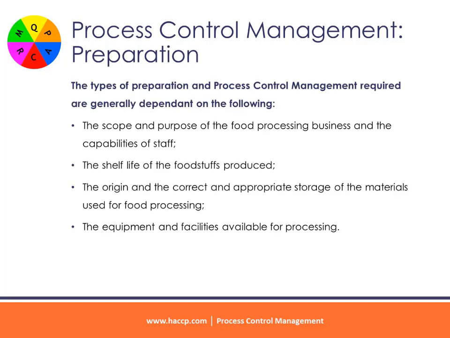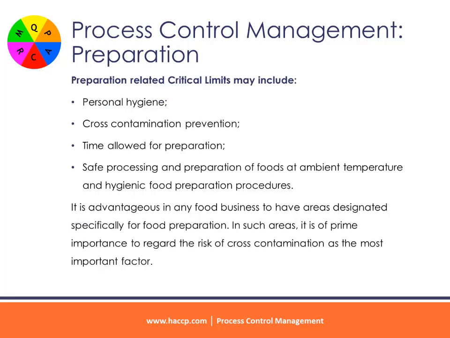Process Control Management, Preparation. The types of preparation and process control management required are generally dependent on the following: the scope and purpose of the food processing business and the capabilities of staff, the shelf life of the foodstuffs produced, the origin and the correct and appropriate storage of the materials used for food processing, the equipment and facilities available for processing. Preparation-related critical limits may include personal hygiene, cross-contamination prevention, time allowed for preparation, safe processing and preparation of foods at ambient temperature, and hygienic food preparation procedures.